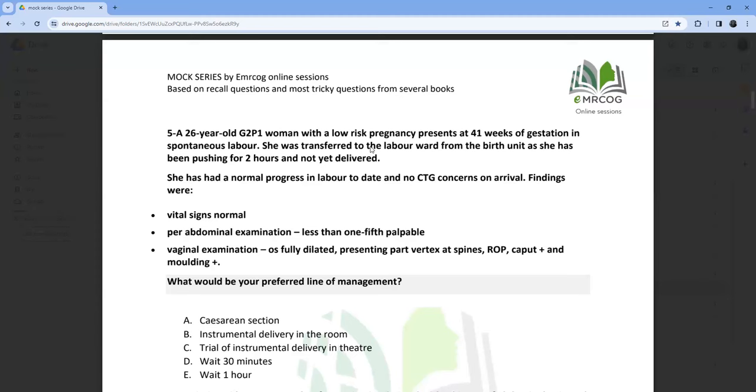26-year-old gravida 2 para 1 with a low-risk pregnancy presents at 41 weeks of gestation in spontaneous labor. She was transferred to the labor ward from the birth unit as she had been pushing for 2 hours and not yet delivered. Okay, so what is the situation? Situation awareness. I have a multipara. She used to be low-risk in this pregnancy. She presented at 41 weeks in spontaneous labor. So everything goes fine. But what happened is that she is in the second stage pushing for 2 hours and not yet delivered. She had normal progress in labor to date and no CTG concern on arrival. Findings: vital signs normal, per abdominal examination less than 1/5 palpable, and vaginal examination fully dilated, presenting part vertex at the spine, right occipito-posterior, caput 1+, molding 1+.